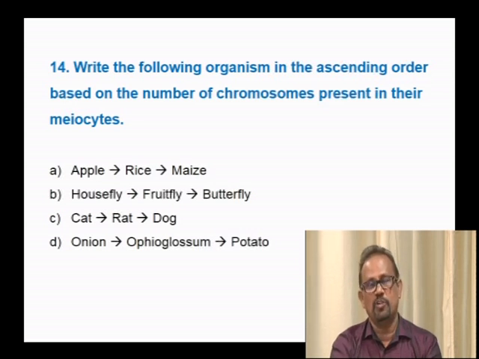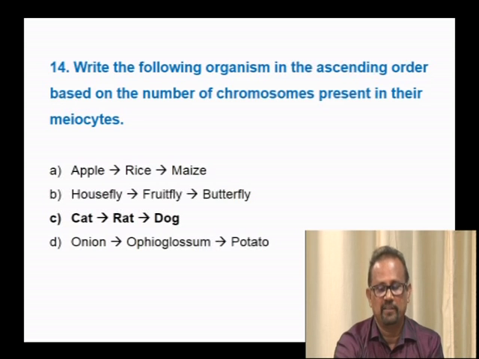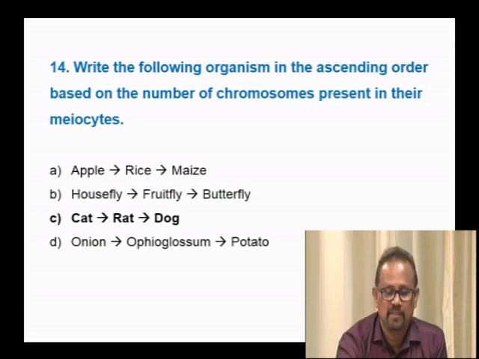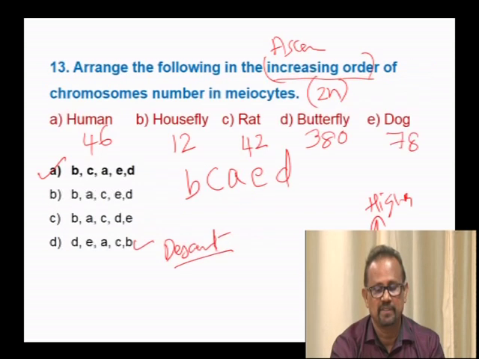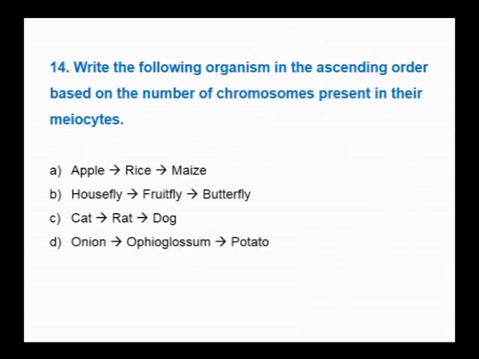To answer this question, you need to know the chromosome number in the meiocyte of all these organisms. Apple has the chromosome number 34. Rice has the chromosome number 24. Maize has the chromosome number 20. This is a diploid number. Housefly has the chromosome number 12. Fruit fly has the chromosome number 8. Butterfly has the chromosome number 380.